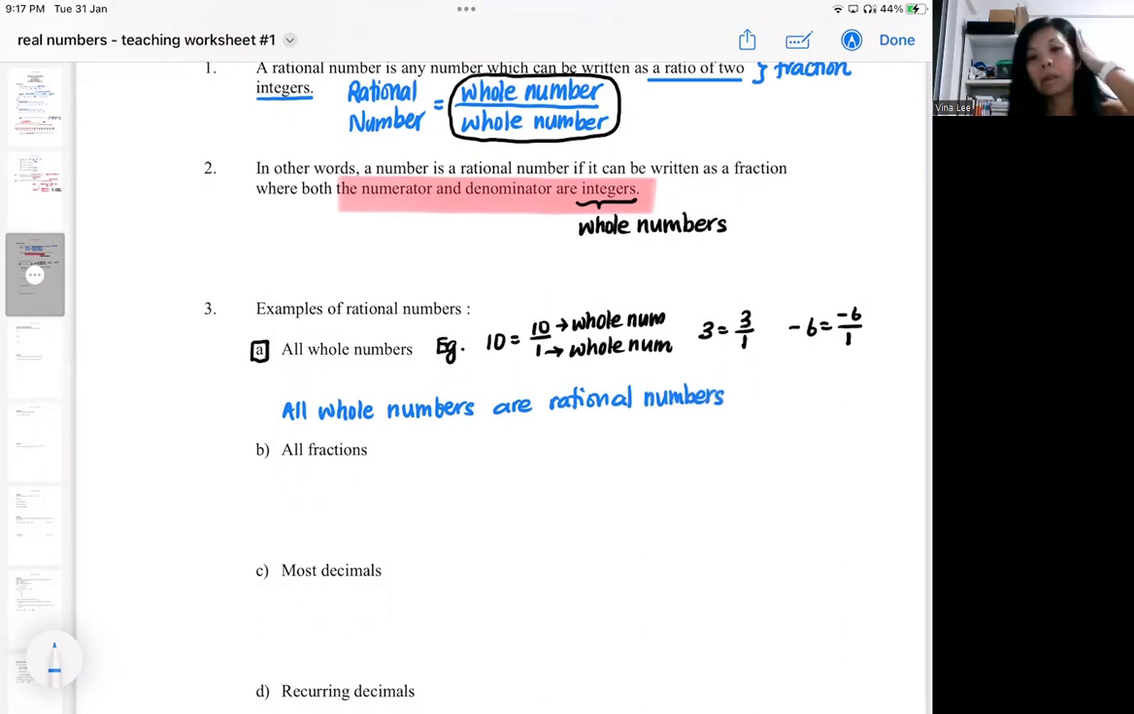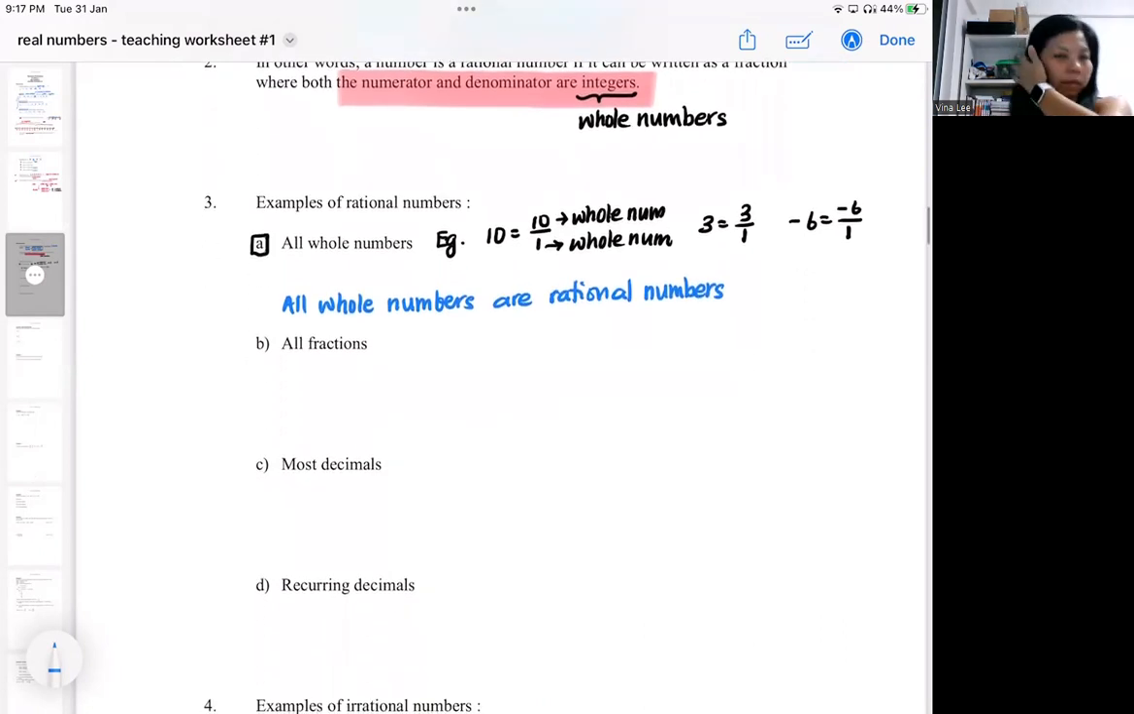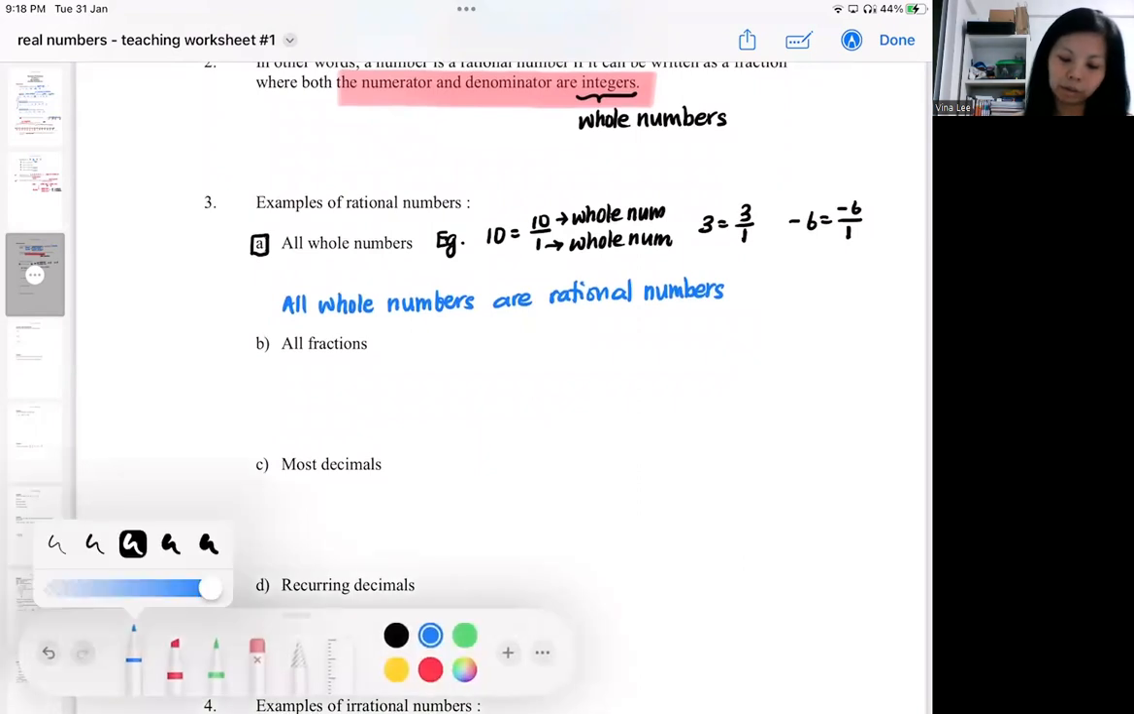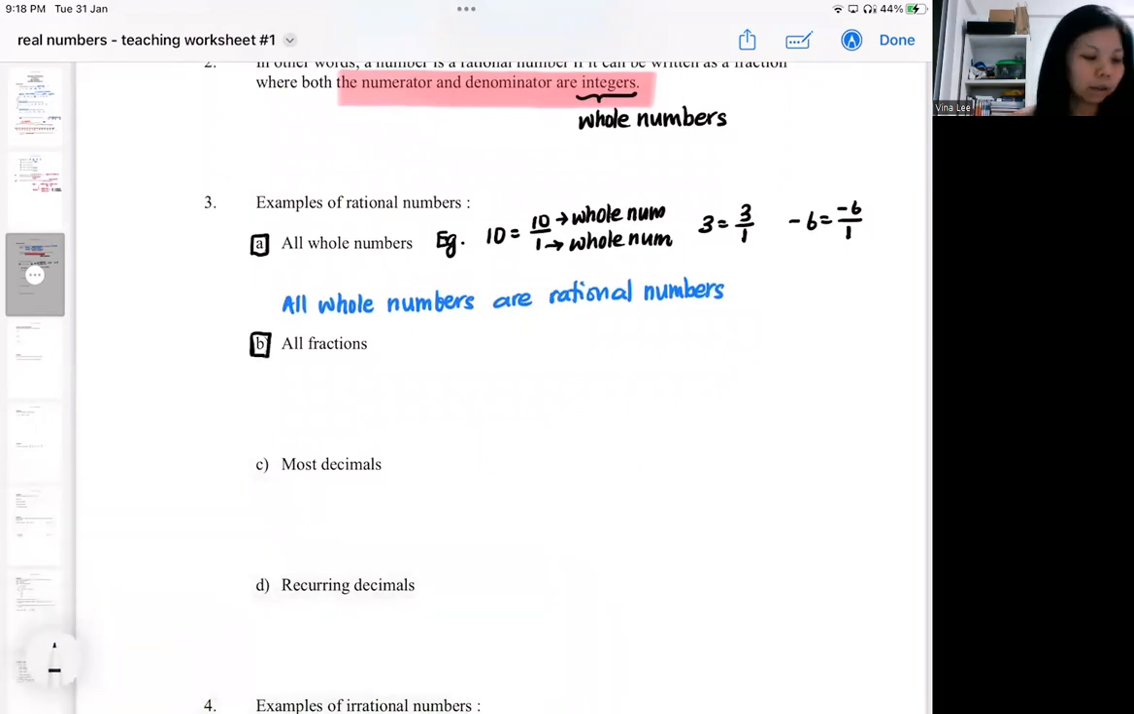Then the second one, all the fractions are rational numbers. All the fractions are rational numbers. You can think of fraction like half. You can think of fraction like 5 over 4. You can think of fraction like -7 over 8. You can also think about mixed number.